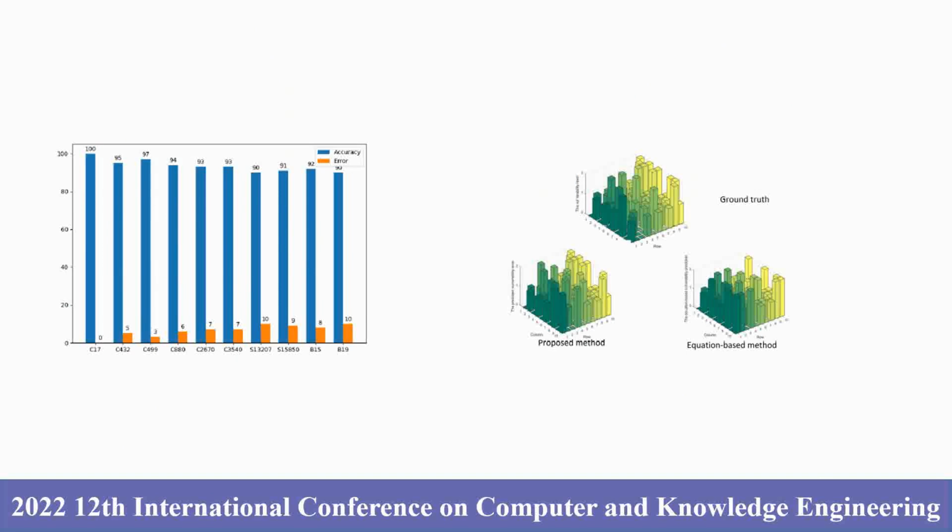So here we can also take a look at our graphical illustration of our results. Our average accuracy is 92.5%. On the right, you can also compare our proposed method to the equation-based method in a 3D graphical figure. They are also compared to the ground truth. You can see that our proposed method is really near to the ground truth, and the equation-based method has some drawbacks.